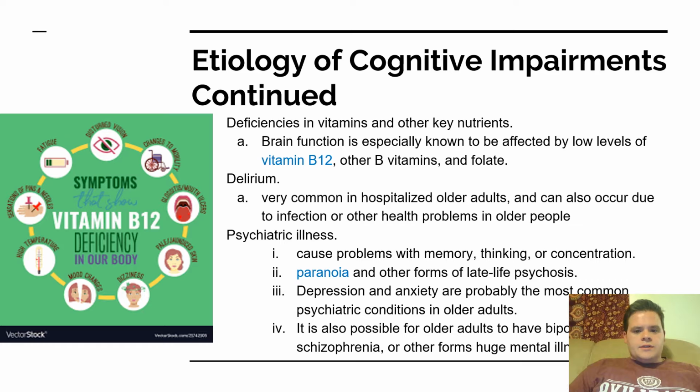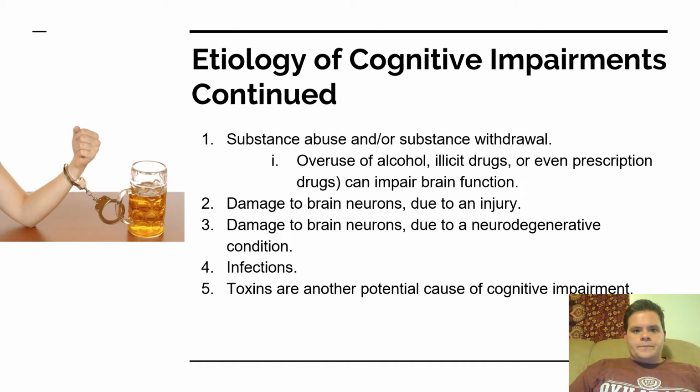These psychiatric illnesses cause problems with memory, thinking, or concentration, paranoia, or other forms of late psychosis, depression, anxiety. And in older adults, it's possible to have schizophrenia or bipolar mental illnesses. And then also substance abuse can cause cognitive impairments. When substance abuse affects children in the womb, that can also lead to cognitive impairments.